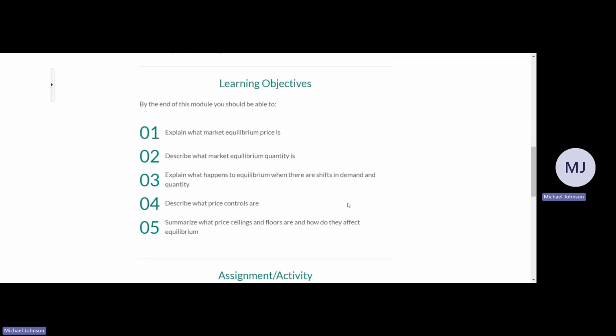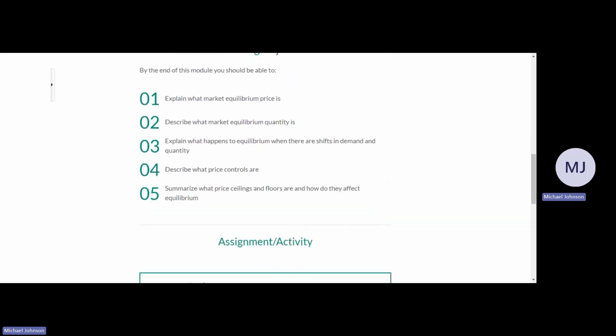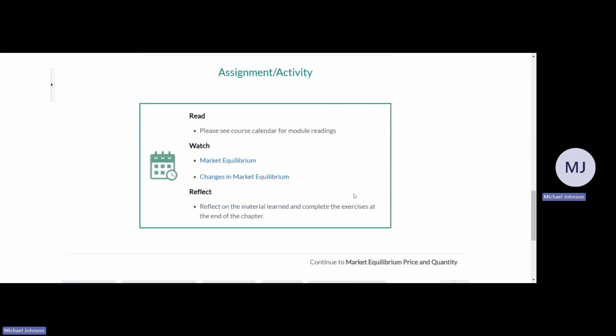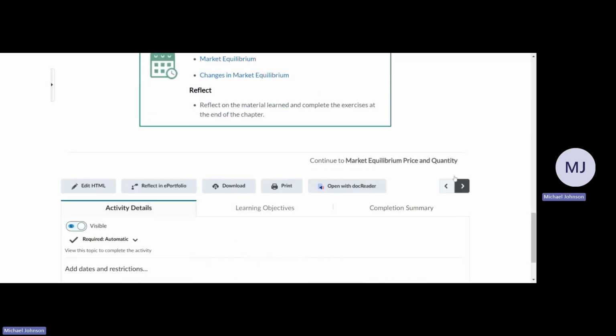In this lesson, we're going to learn about market equilibrium price, what it is, market equilibrium quantity, and what happens to equilibrium when there are shifts in demand and supply. We'll describe what price controls are and summarize what price ceilings and floors are and how they affect equilibrium. I recommend you track the course calendar, watch these videos on market equilibrium and changes in market equilibrium, reflect on the material learned, and complete the exercises at the end of the chapter.